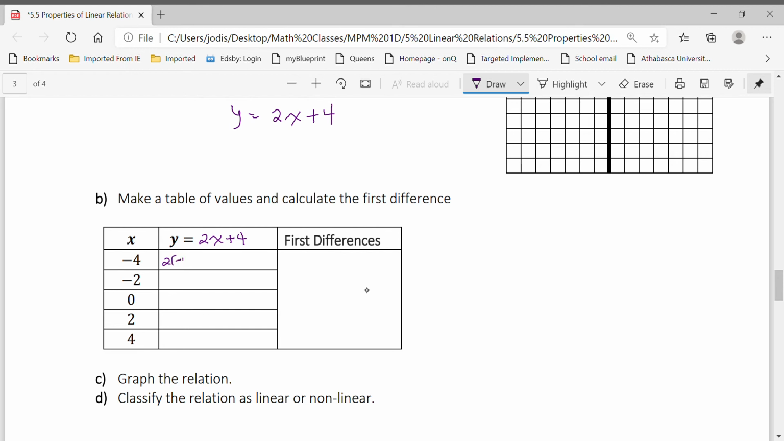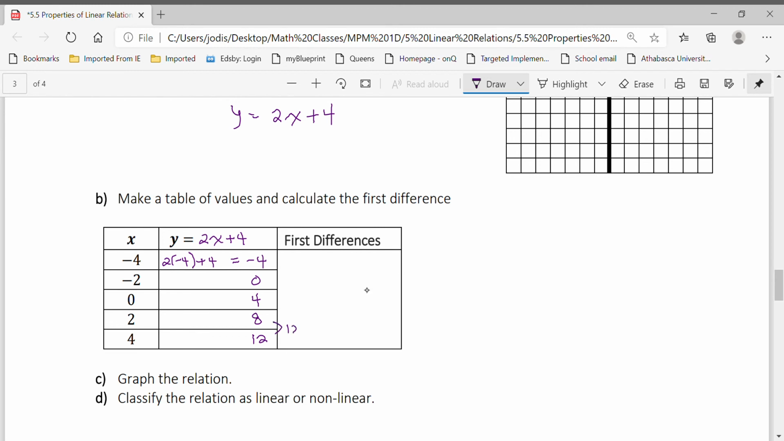So here, again, 2 times -4 is -8, plus 4 is -4. 2 times -2 is -4, plus 4 is 0. 2 times 0 is 0, plus 4 is 4. 2 times 2 is 4, plus 4 is 8. 2 times 4 is 8, plus 4 is 12.